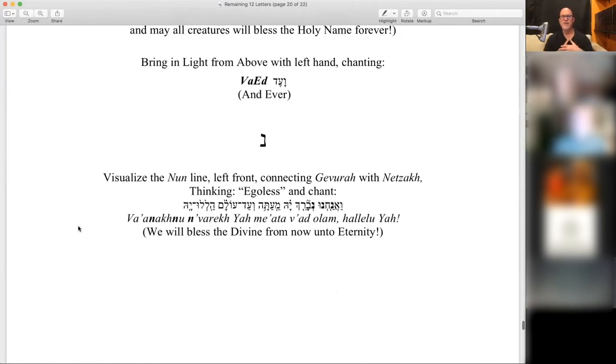Va'ed. Finally visualizing the line of Nun, connecting Gevura and Hod, front left, vertical line, the letter of egolessness, and chanting Vanachnu. Vanachnu nevarech Ya me'ata ve'ad olam. Hallelujah.